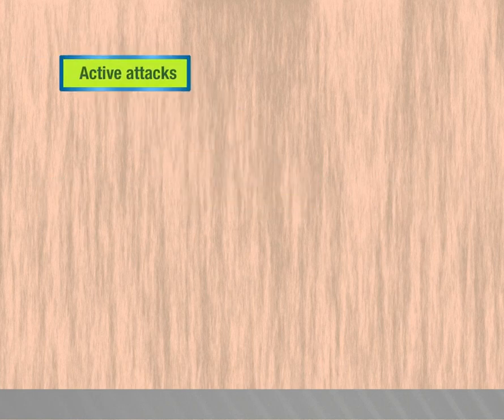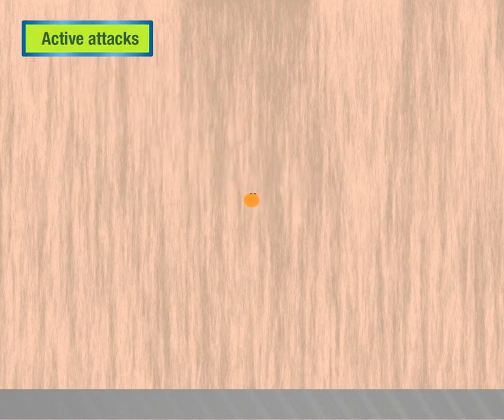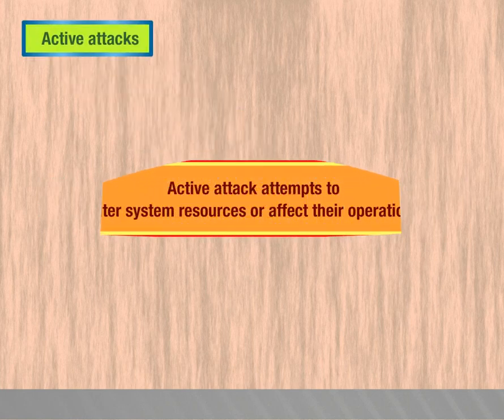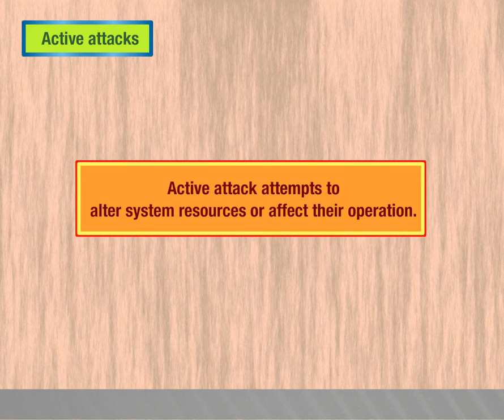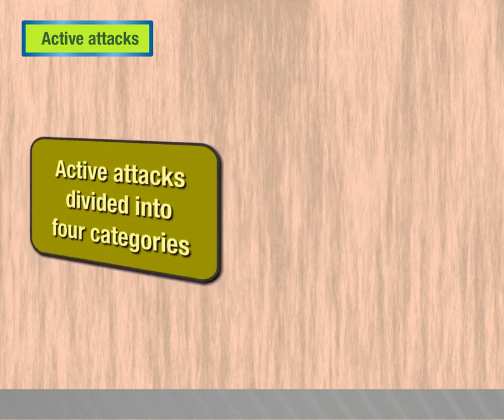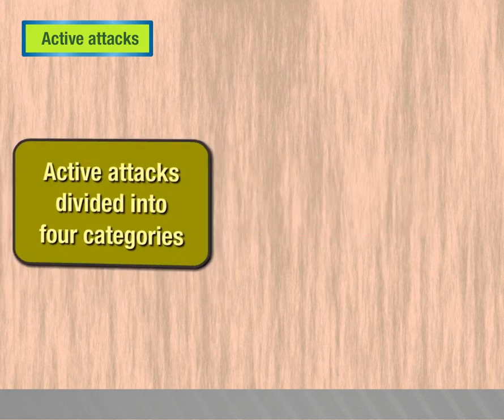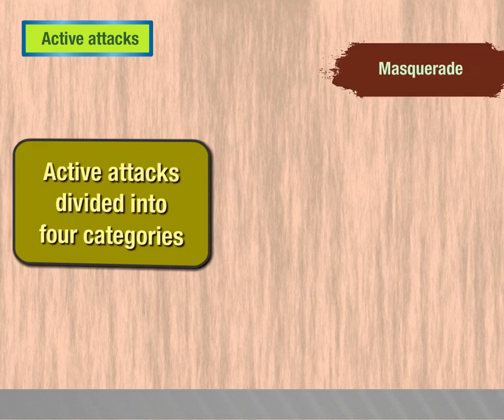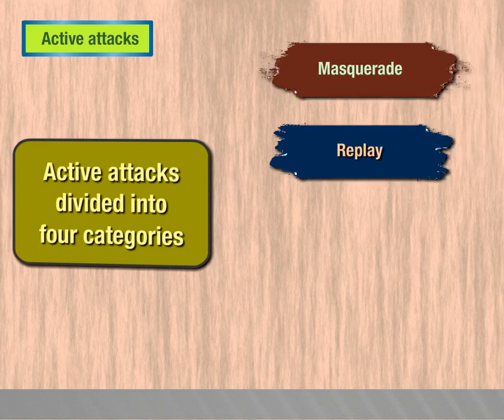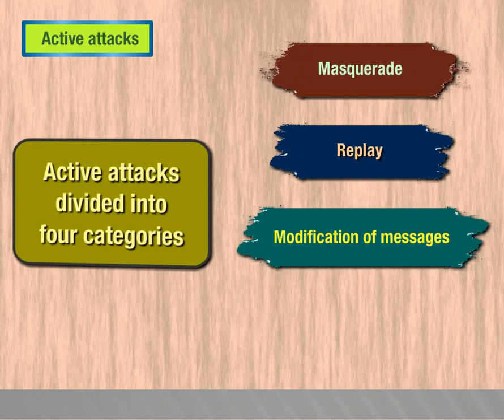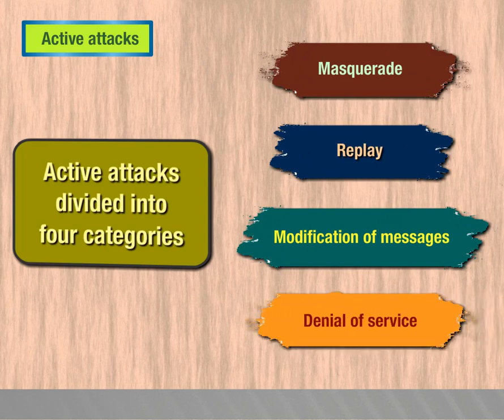Active attacks. An active attack attempts to alter system resources or affect their operation. Active attacks are divided into four categories: masquerade, replay, modification of messages, and denial of service. Masquerade.